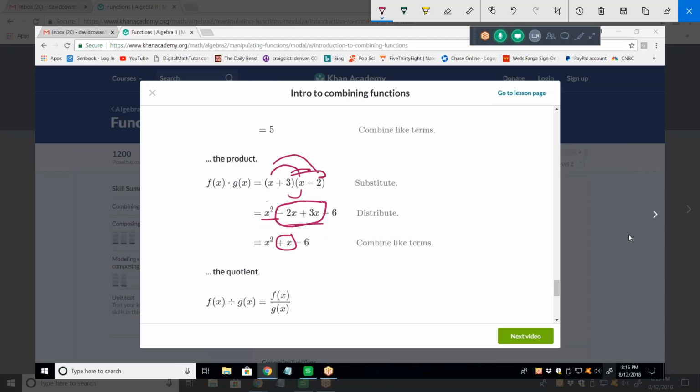Notice that, and this is important because you're going to get to factoring. And in order to truly understand how to factor, you got to know how to multiply. Because what you're doing when you're factoring is this in reverse.